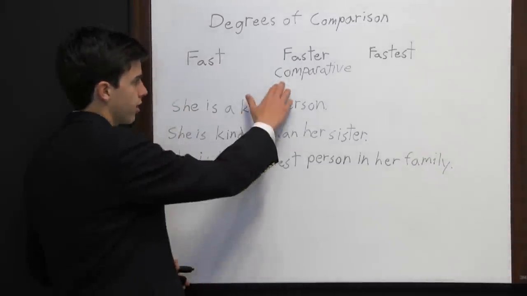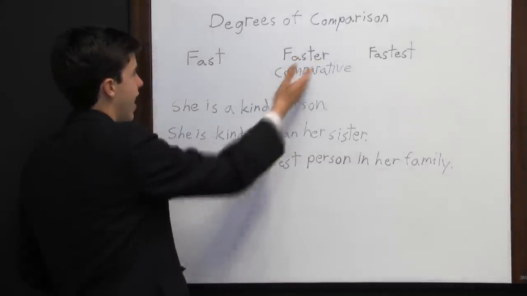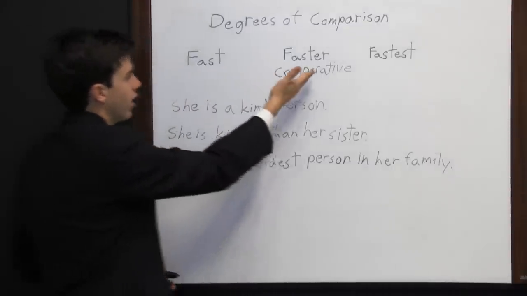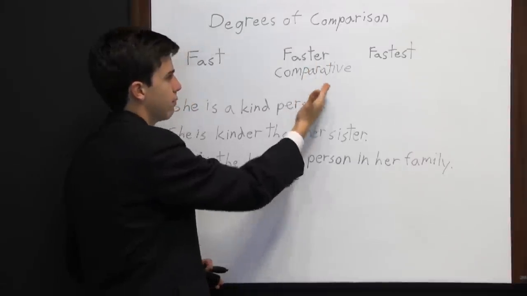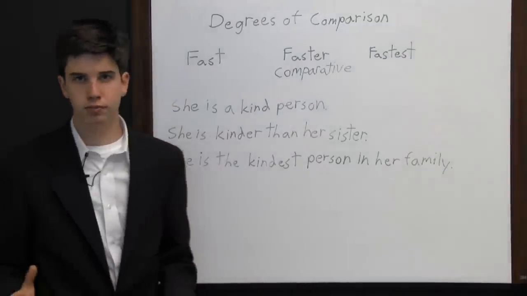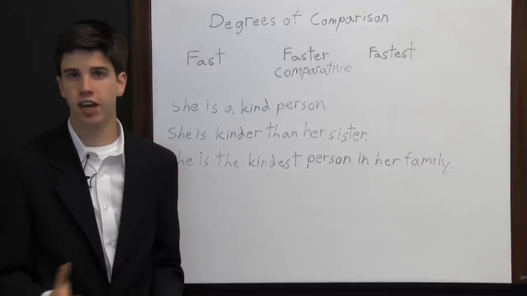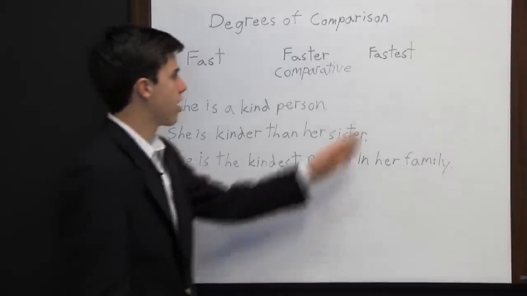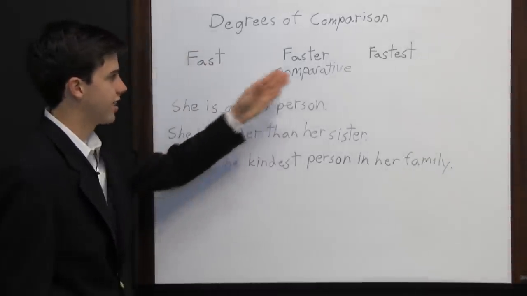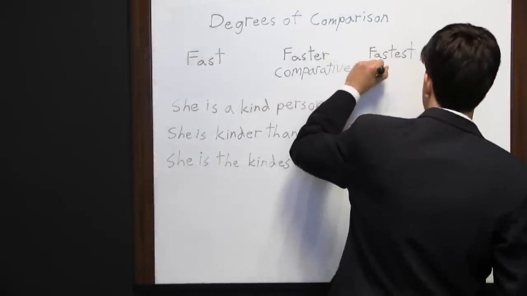So we call this the comparative form, and the comparative form is generally found by adding er to the adjective. So this is fast right here in its basic form. Then we add er to it to make it faster, and it's in its comparative form to compare two people or two objects. So you could say that car is faster than the other one. Now, let's look at the word fastest. We changed fast into fastest by adding est. This is the superlative form of fast.